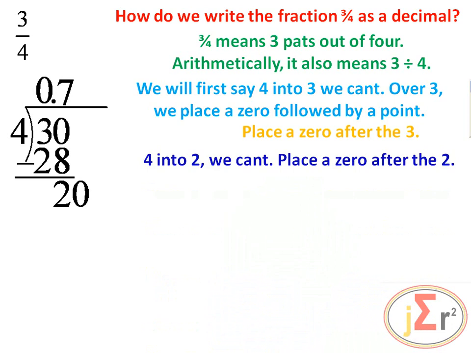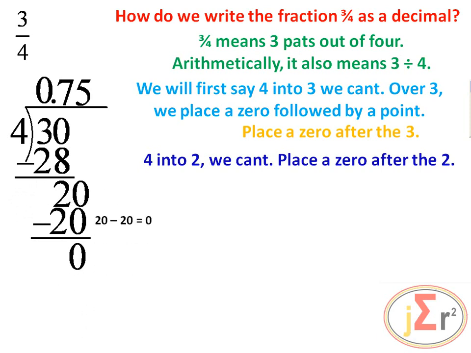And we then say what? 4 into 20 goes 5 times. 5 fours, 20. That is what we say next. 5 fours, 20. And we subtract 20 from 20. And the result is? 0.